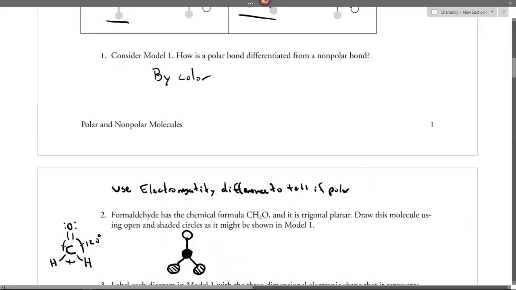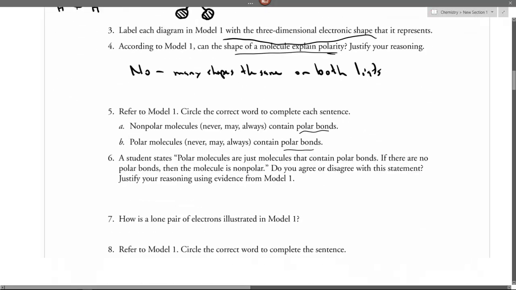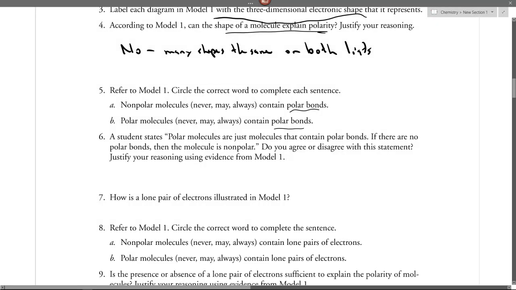Right, so let's go up to our answer sheet here. And so it looks like nonpolar molecules may contain polar bonds, and polar molecules may contain polar bonds, but there's no guarantee. It doesn't have to be either way. So let's see what the student says. He says polar molecules are just molecules that contain polar bonds. If there are no polar bonds, then the molecule is nonpolar. Do I agree? I disagree.